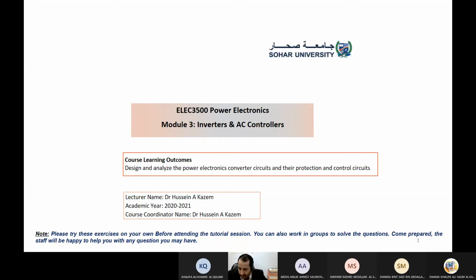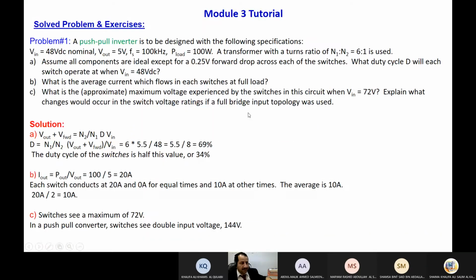Okay, today we'll solve a few problems related to inverters. We already discussed inverter single phase and three phase. So let me start with the first problem here. You can see there is a lot of information given in the question. It's not necessary to use all of it. Use whatever is related to the objective you want to solve.